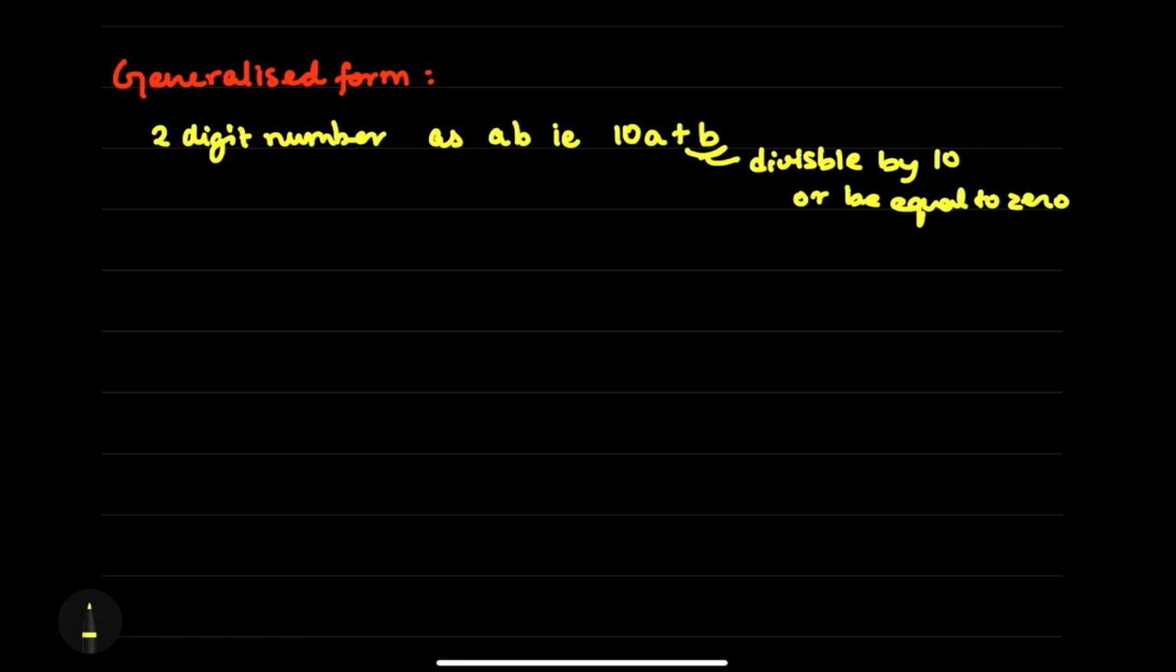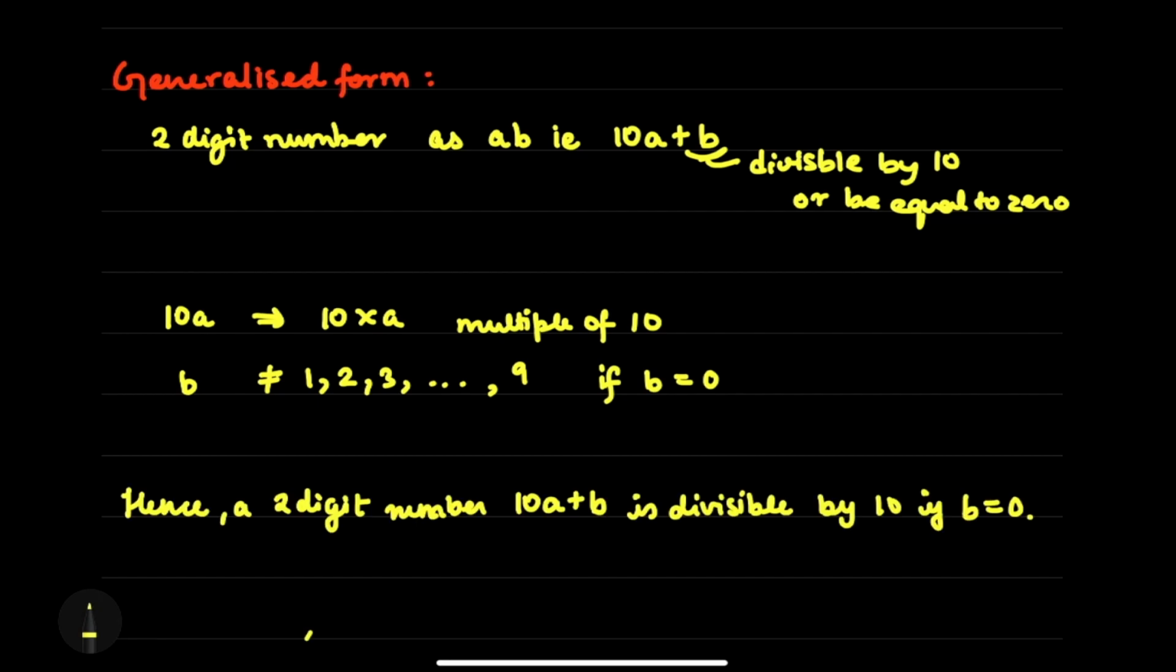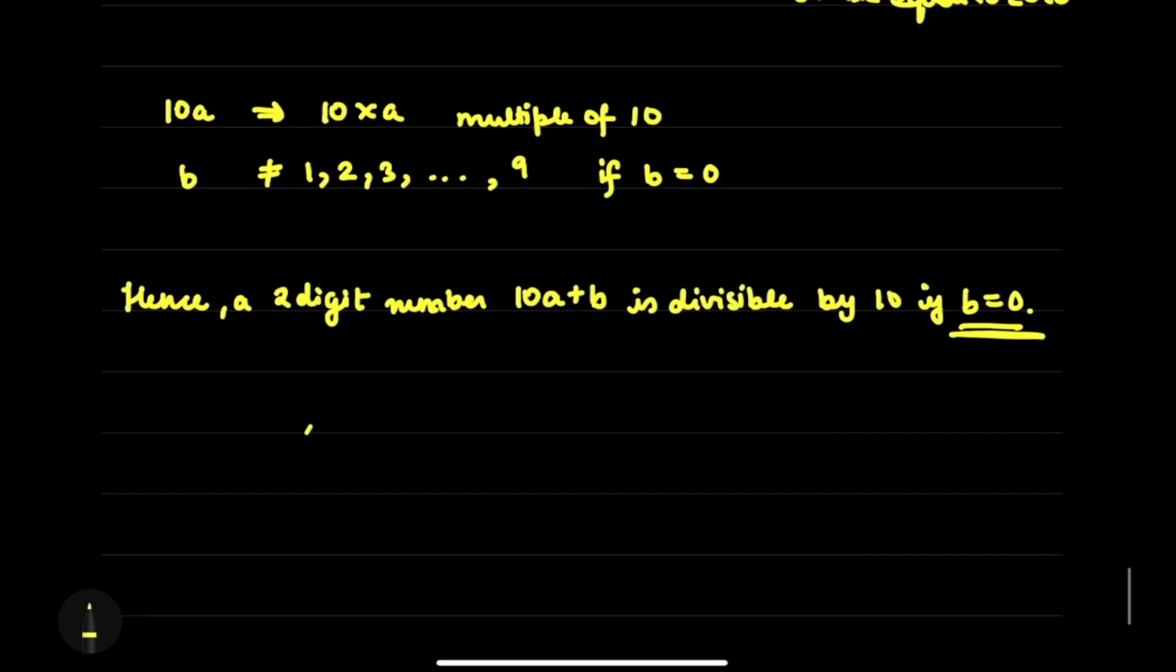Let's try and find out by expanding this and seeing how it works. Since 10A is 10 into A, this is a multiple of 10, right? Then we have B, which we don't know whether it is a multiple of 10 or divisible by 10. It can't be 1, 2, 3, 4, and so on till 9. It will only be divisible if B is equal to 0. So to reiterate, if a 2-digit number 10A plus B needs to be divisible by 10, it will only be possible if B is equal to 0. Let's move on to another one.